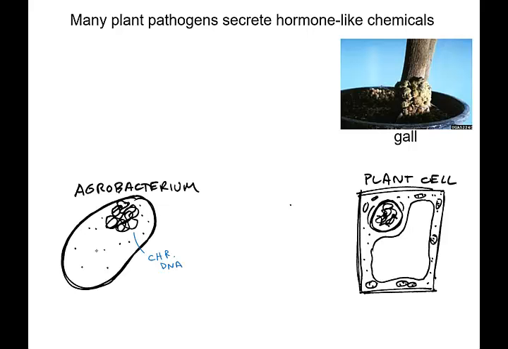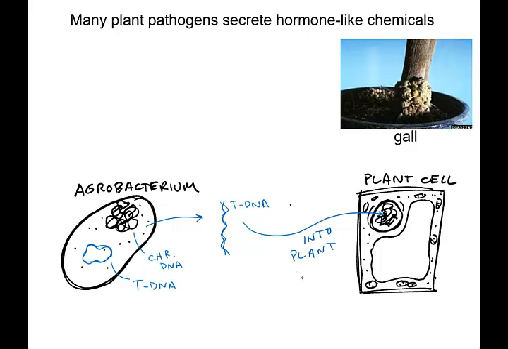Now, the bacteria that do this are called Agrobacterium, and they have, of course, a chromosomal DNA, like all bacteria do, but they have this little extra piece of DNA called the tDNA. The T stands for transfer. And when these bacteria encounter a plant cell, they will actually transfer this little piece of DNA from their own cytoplasm. So this tDNA is transferred into the plant cell, and it becomes integrated into one of the plant chromosomes.